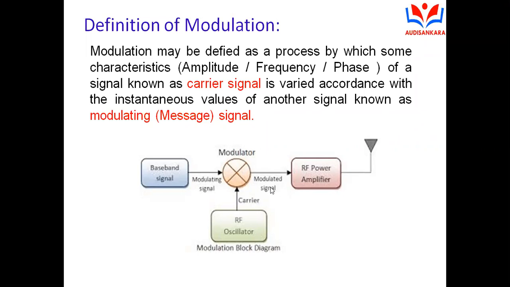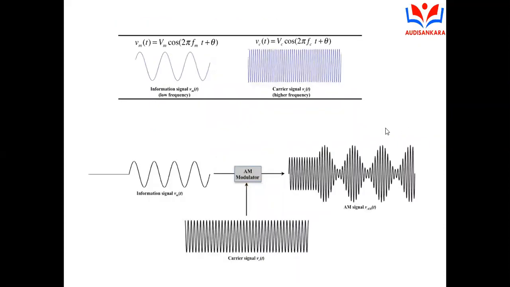Then by using the RF power amplifier, the signal will be amplified to the required level. Then it will be transmitted by using a transmitting antenna.